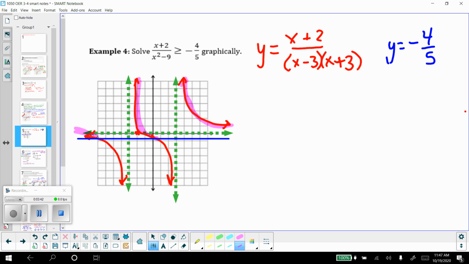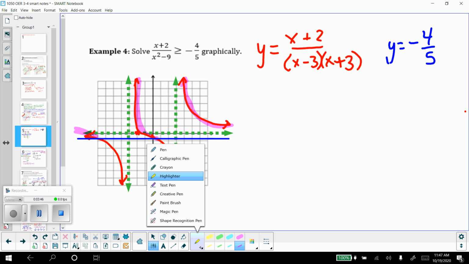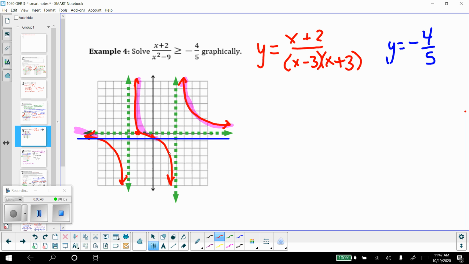Okay, now to figure out where the two important points are. The points we're looking for would be right here and right here. We want to know where those intersection points are. To find those, we've got to do some algebra. So even though we're solving this by graphing, we still need to do some algebra to find where those points are. So to do that, we're going to do our little solve by cross multiplying thing again.